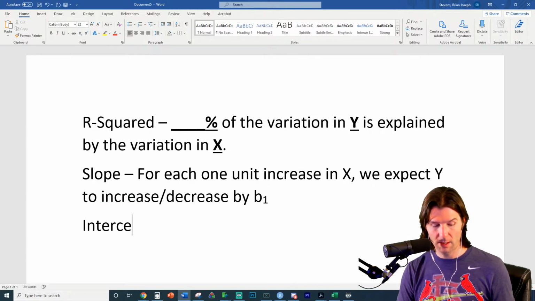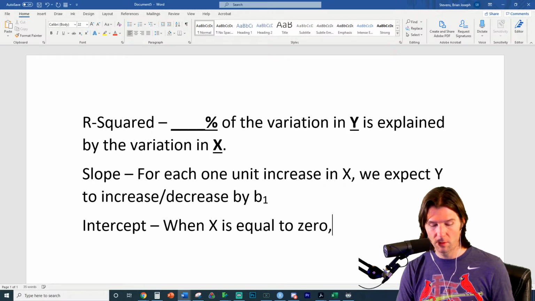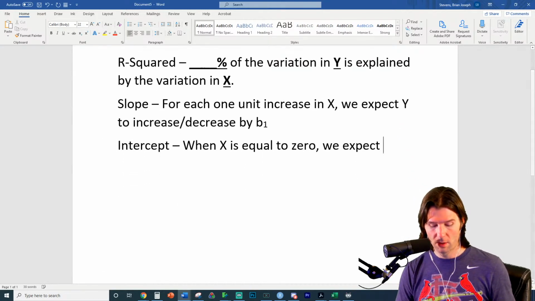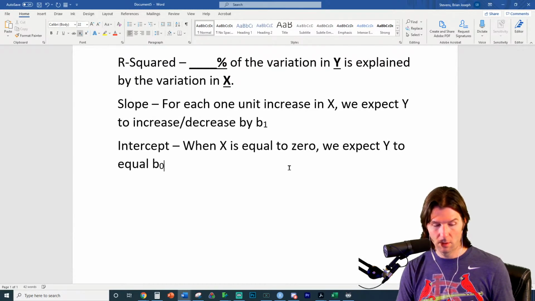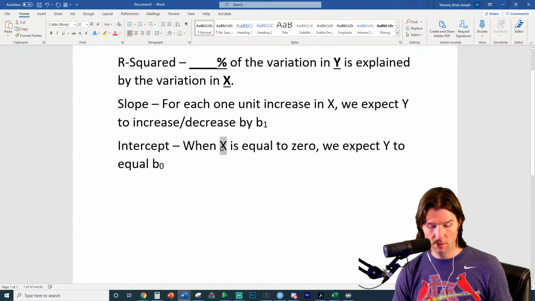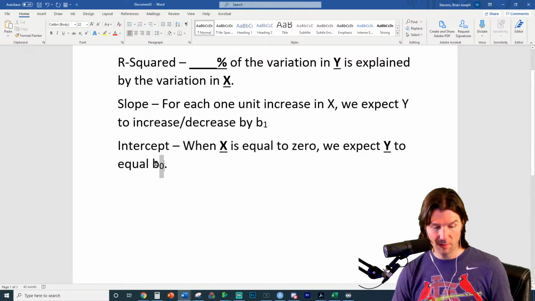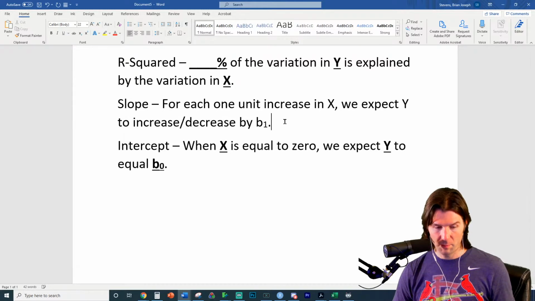Let's do intercept too while we're at it. Intercept: when x is equal to 0, we expect is a keyword, don't say it will. We expect y to equal b0. Okay, so let's go here. Boom. Go here. Put the period. Go to subscript. And go here. And we're doing not putting periods on our stuff.